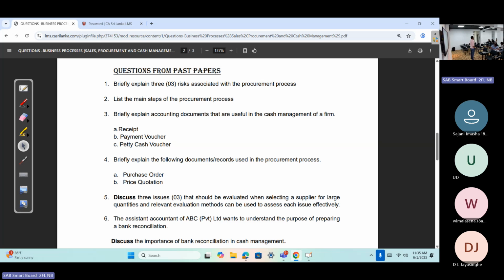Damaged goods are accepted without properly checking.